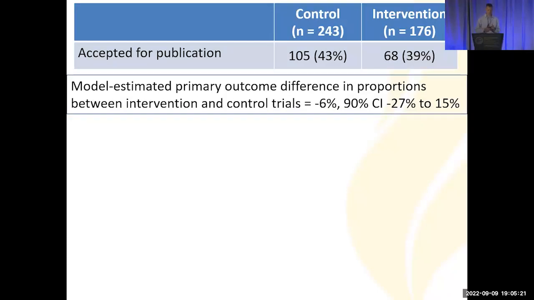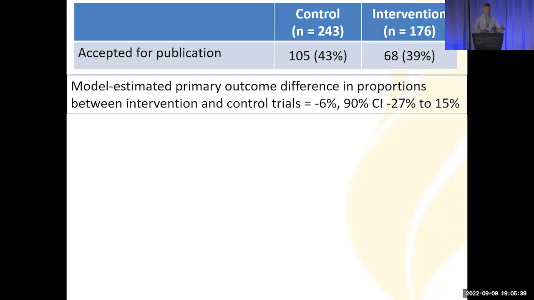And getting into our main results, the top line here shows the proportion in both groups that were accepted for publication. You can see 43% in the control arm and 39% in the intervention condition were accepted. That difference was not statistically significant.